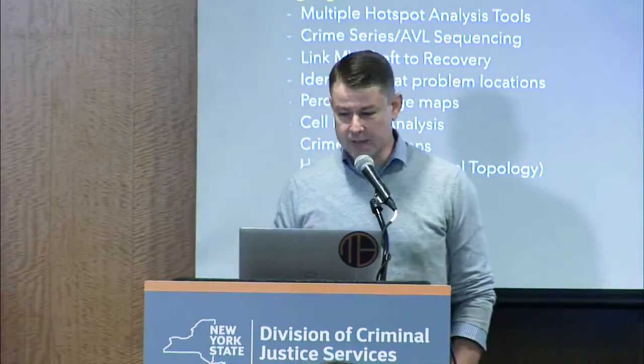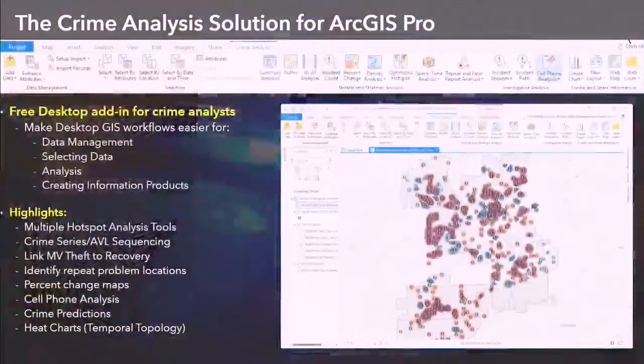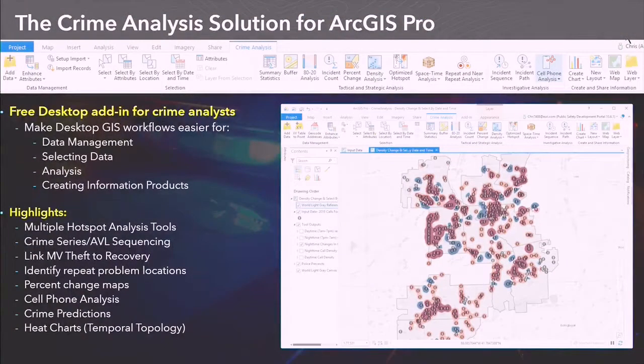And so what we've done with this crime analysis ribbon, and you can see the ribbon up here, is we've organized a combination of out-of-the-box tools that already come with ArcGIS Pro, plus some brand new tools that we've built specifically for crime analyst workflows. And we've put them into this ribbon and organized the ribbon according to the standard analysis process. So if you're an Intel analyst, roughly analogous to the intelligence cycle.